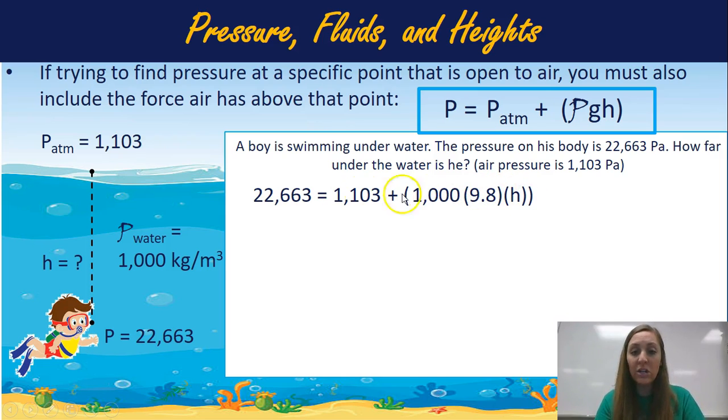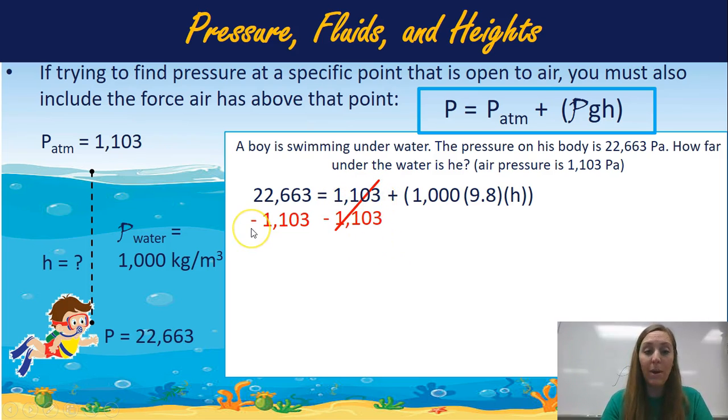H is on the right-hand side, so we need to get rid of everything else over here. You have to keep like terms together. So since all of these are in parentheses together, that's the second step. First, you have to get rid of this 1,103 because it's by itself, and it's being added to the number with h, so you have to subtract 1,103. Those will cancel. But if you do it to the right, you have to do it to the left. So 22,663 minus 1,103 equals 21,560. Okay, so that's now on the left.